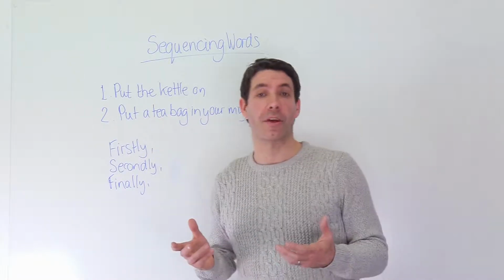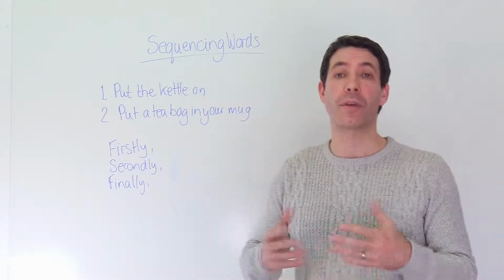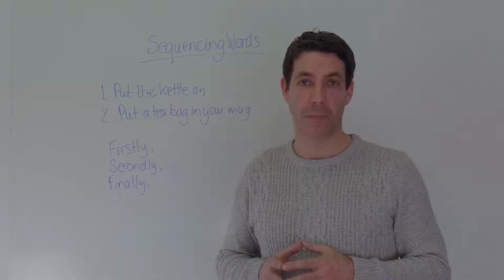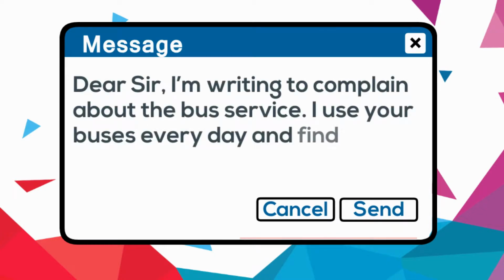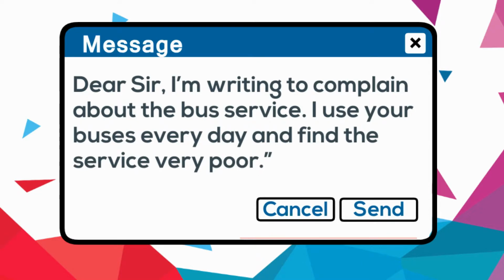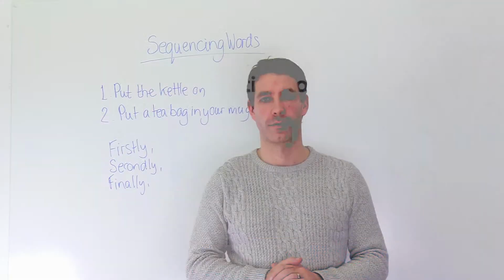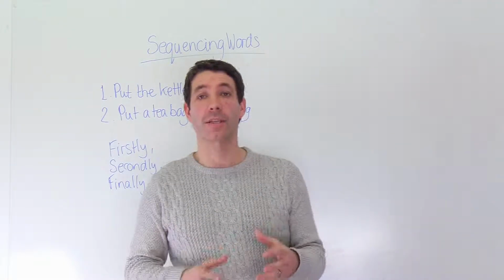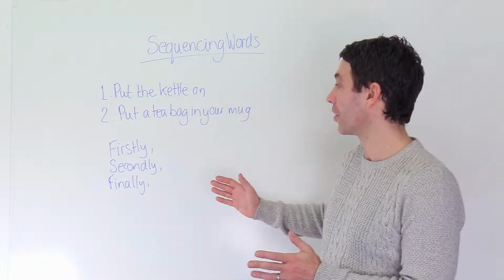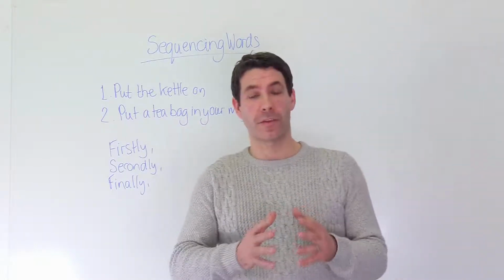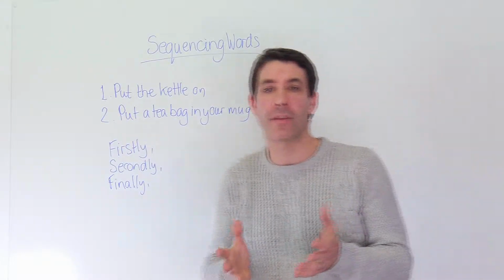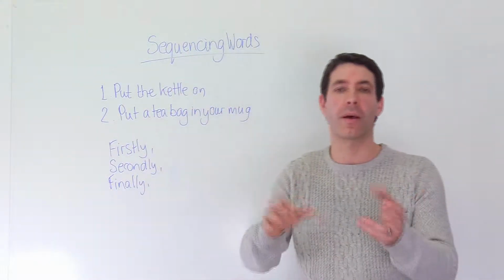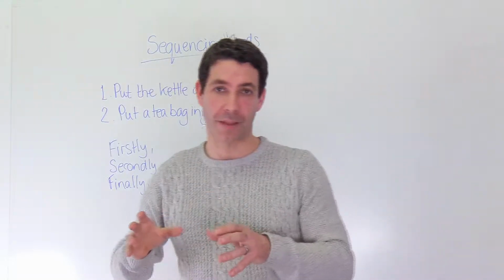We'll start our letter with an introduction which sets out the reason why we are writing. Dear Sir, I'm writing to complain about the bus service. I use your buses every day and I find the service very poor. This is our opening paragraph. Okay, so we will start our next paragraph with our first complaint, and we'll begin this paragraph with the sequencing word firstly. And the first complaint is about the buses being late. So we'll say firstly, comma, and then a few sentences about the buses being late.